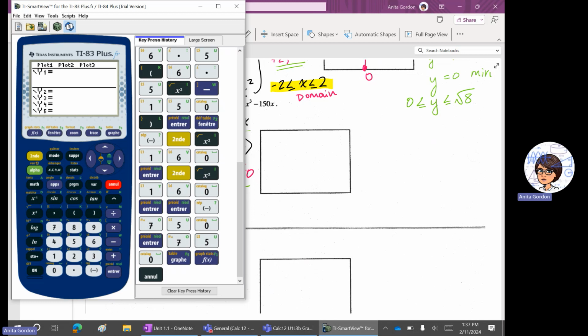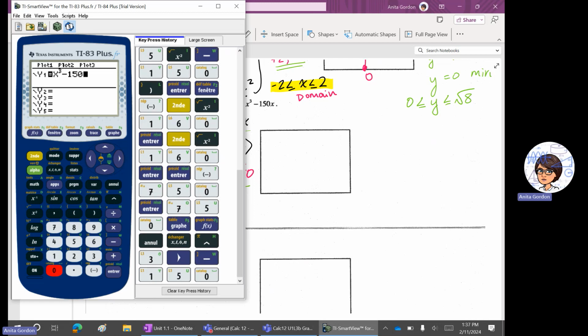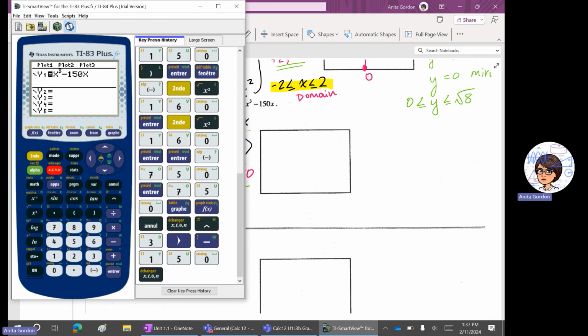Okay, and I'm going to write x. Now, instead of writing the factored form, I'm going to put the full form in. There is no button for all the different exponents, so we're going to use the up arrow just on top of the divide sign. That means to the power of 3. Okay, so x cubed minus 150x. There we go. All right, graph. And there is my function.